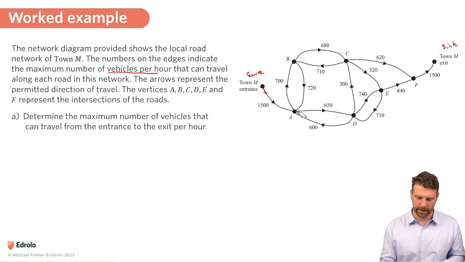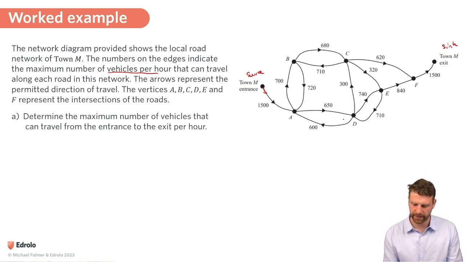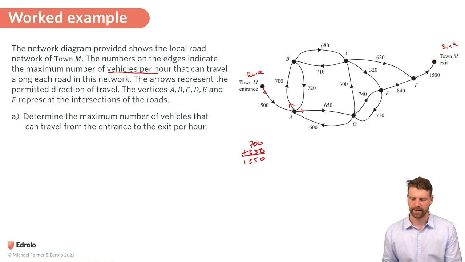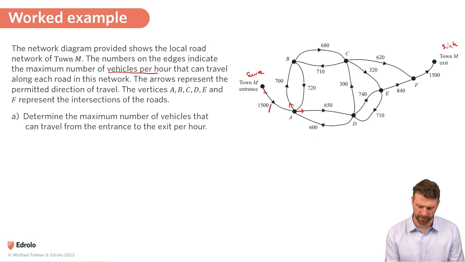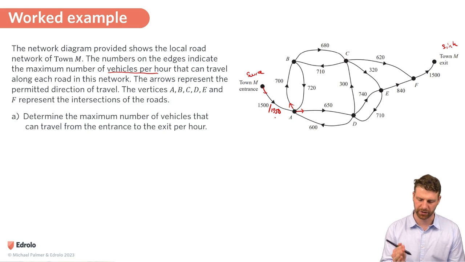Okay, so let's get rid of all that and let's start to think about some restrictions. So if I flow 1,500 down here, I can send 650 this way and 700 this way. So what's 700 plus 650? It's 1,350, right? Okay, so I definitely can't send, at a maximum, I think I'm probably sending 1,350 here. That's my initial estimation of how much I can actually push through town M. So we've already cut off 150 vehicles per hour.